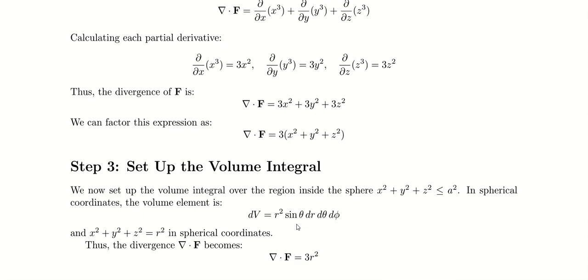So now we want to set up the integral. Let's look at dV. That's just going to be r² sin θ dr dθ dφ. And here θ represents the angle from the positive z-axis. I'm sorry, I made a mistake: phi is the angle in the xy plane. So this might be a little backwards from what you've learned. And then theta is the angle from the positive z-axis.